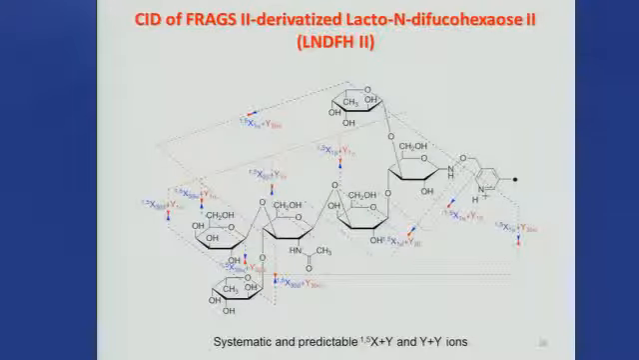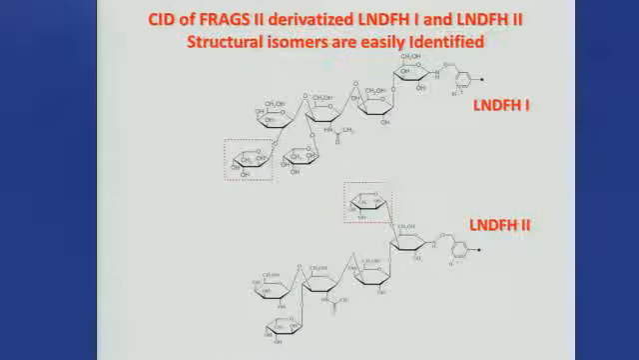This shows the FRAGS 2, which is both the acid and base, and it's only a subset of the total number of fragmentation processes there. But basically, it's the systematic and predictable X plus Y and Y plus Y ions here that nail down this structure. Now, fortunately, computers can sort this all out. But the important thing is that you can easily distinguish these two structures. I should say not just distinguish them, but actually characterize each structure separately there.